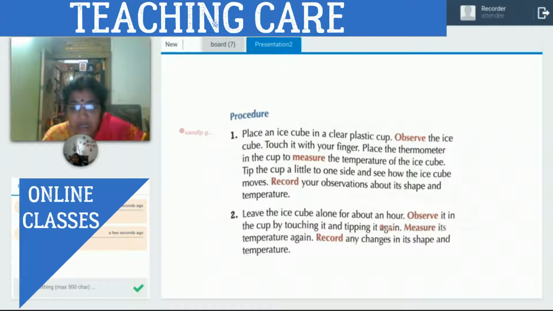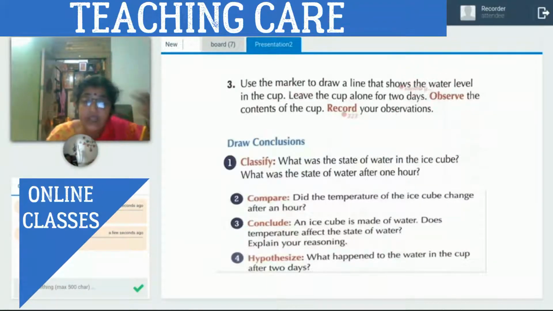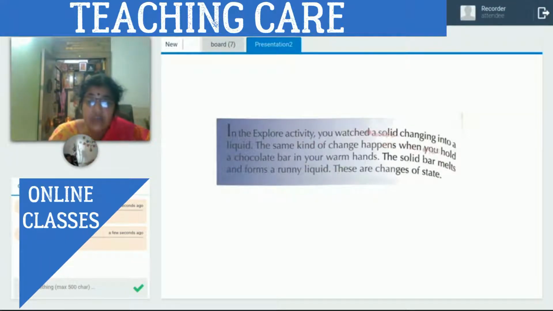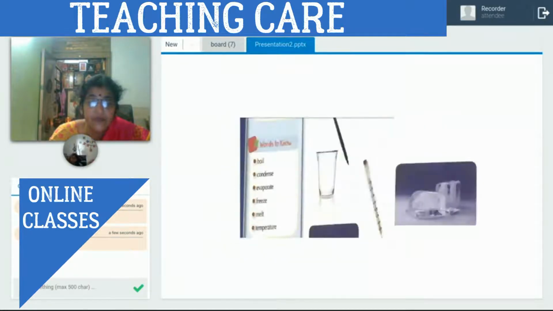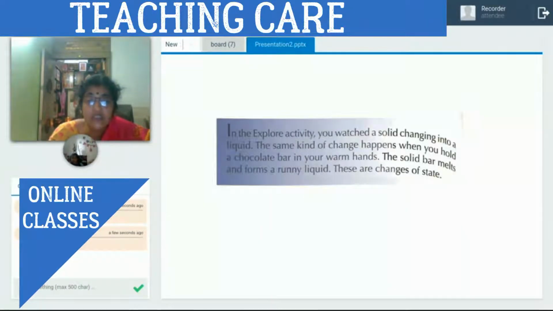Next, leave the ice cube alone for about an hour. Observe it in the cup by touching it and tipping it again. Measure its temperature. Record any changes in shape or temperature. So initially in the cup it was an ice cube, then it changed into liquid, right? Use a marker to draw a line that shows the water level in the cup. Leave the cup alone for 2 days. Then it will start vaporizing also, right? So in the explore activity, you watch the solid change into liquid.